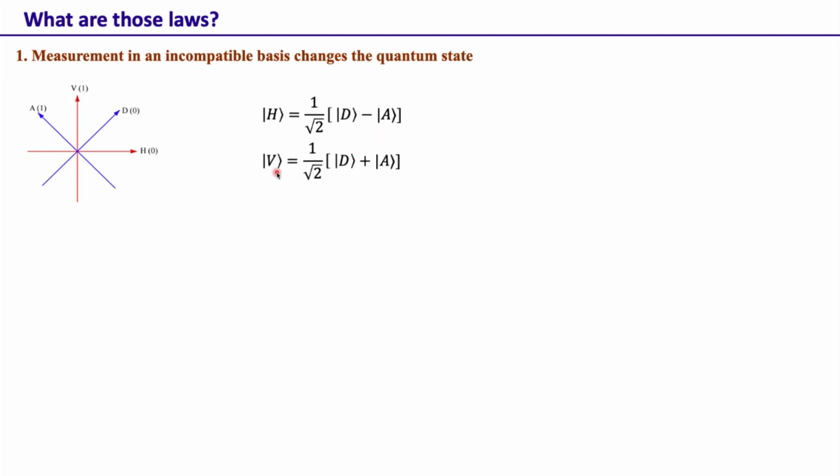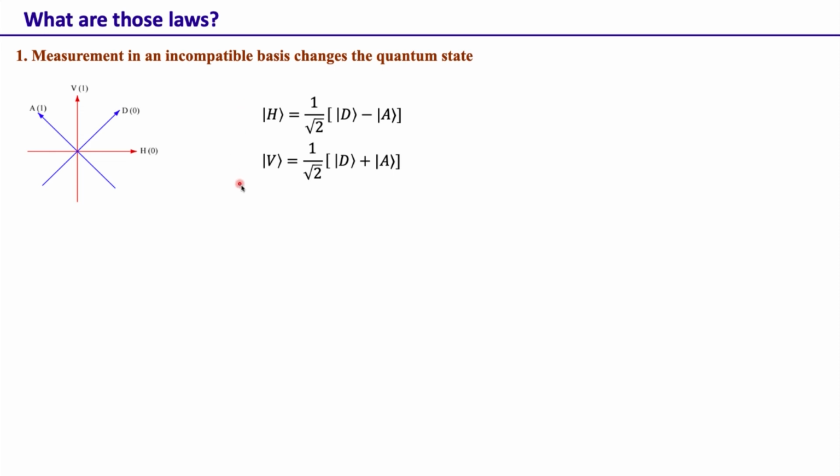Similarly, if it's actually a vertical polarization, and we look at it in the diagonal anti-diagonal basis, then we have a 50% chance of seeing it as a diagonally polarized or anti-diagonally polarized photon. So this is what it means that a measurement in an incompatible basis changes the quantum state. If the state was prepared as either vertically or horizontally polarized, and we make a measurement in the diagonal anti-diagonal basis, we have a 50% chance of seeing it as diagonal and a 50% chance of seeing it as anti-diagonal.